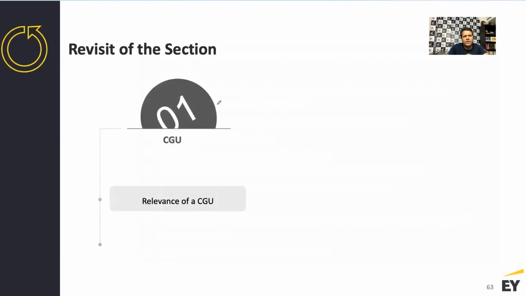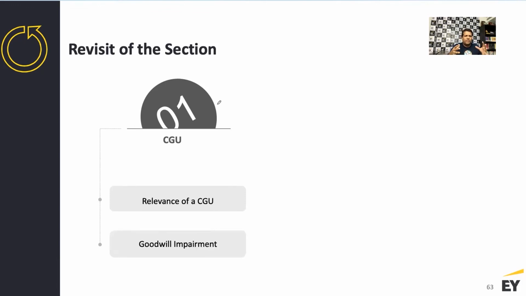So to summarize what we've talked about, you have understood the concept of the CGU. A CGU is nothing but an individual asset or a group of assets, the smallest identifiable group of assets where you can generate cash flows on an independent basis, and for which discrete cash flows or financial information is available. And when we think about cash flows, it includes both cash inflows and cash outflows.